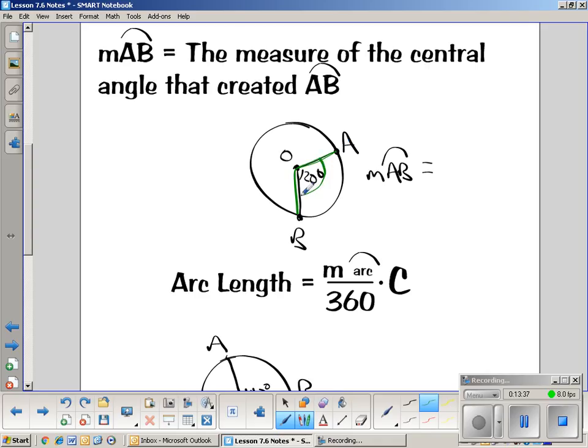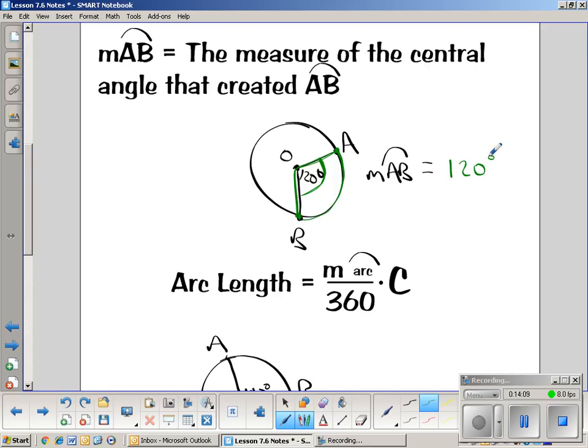That angle intercepts the circle at A and B, and so that's creating this arc AB. So the measure of arc AB is going to equal the measure of this central angle. So in this case, it's 120 degrees. Measure of an arc is different than the length of an arc. The measure of an arc is very simple. It's always whatever the measure of the angle is that created that arc, the central angle that created it.